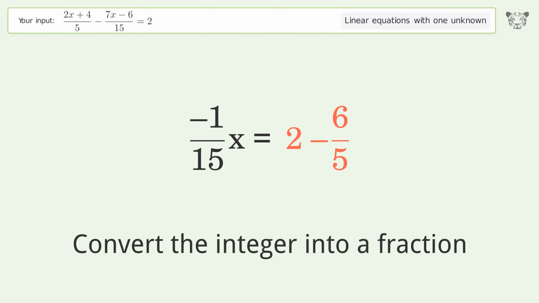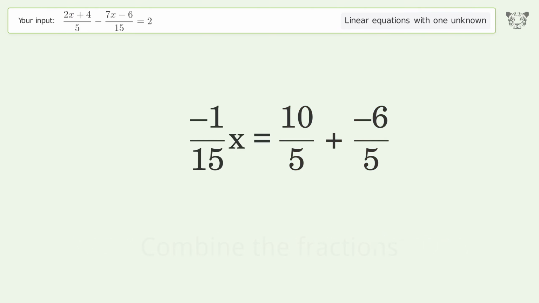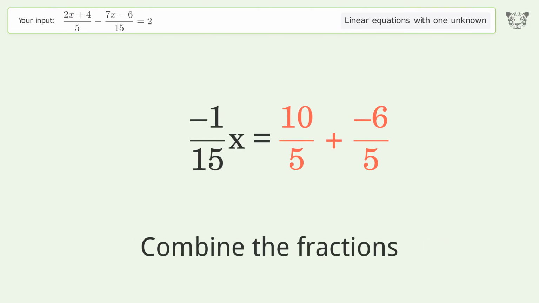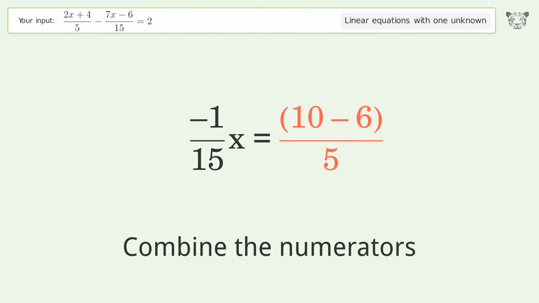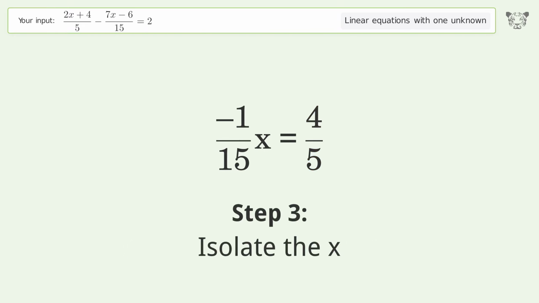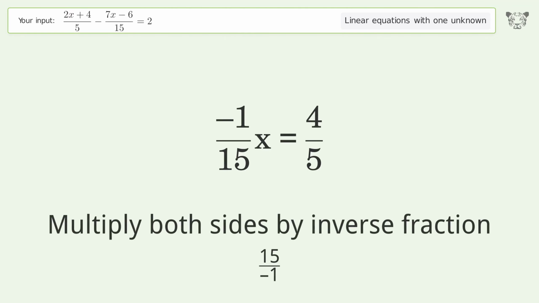Convert the integer into a fraction. Combine the fractions. Combine the numerators. Isolate the x. Multiply both sides by inverse fraction 15/-1.